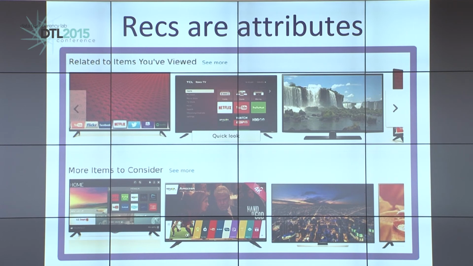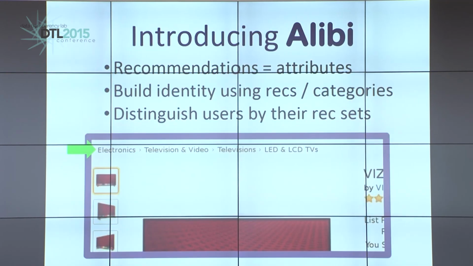That leads us to the development of the system that my lab has in mind, which is Alibi. For us, the recommendations are the attributes. And we build an anonymous identity for our system using the recommended items. We reduce the size of that space by looking specifically at the categories. For example, in the previous slide where I showed TVs, we may not necessarily be concerned with a particular model of television, but are you being recommended televisions?